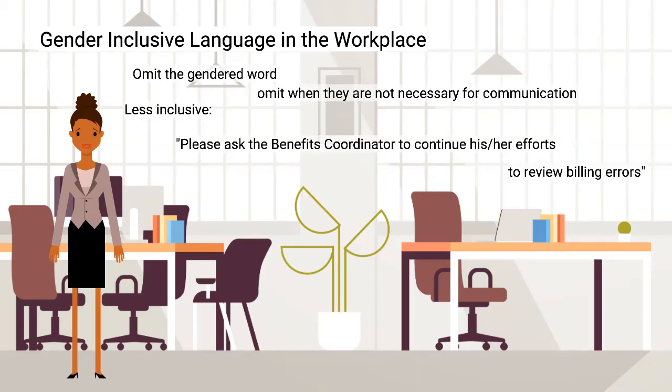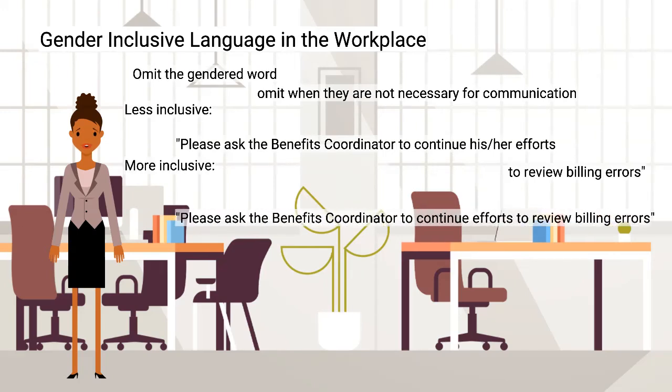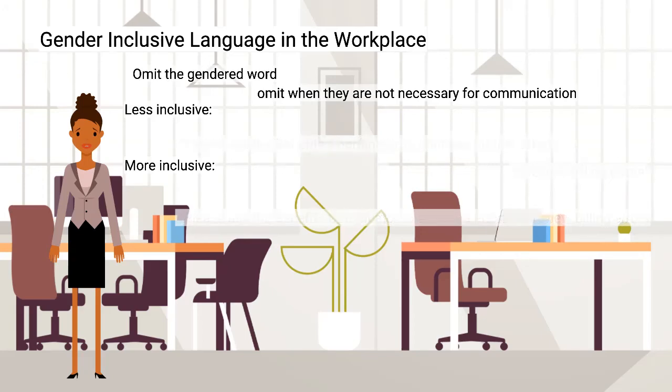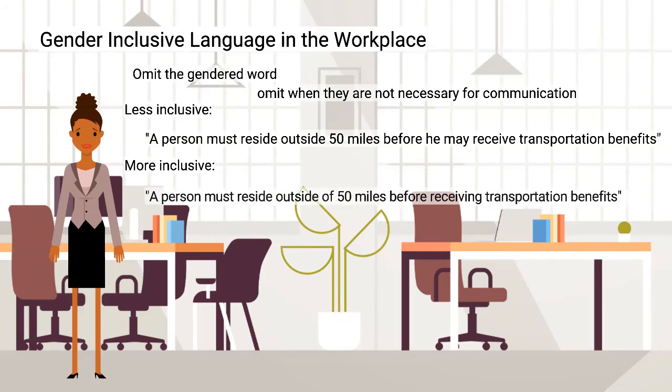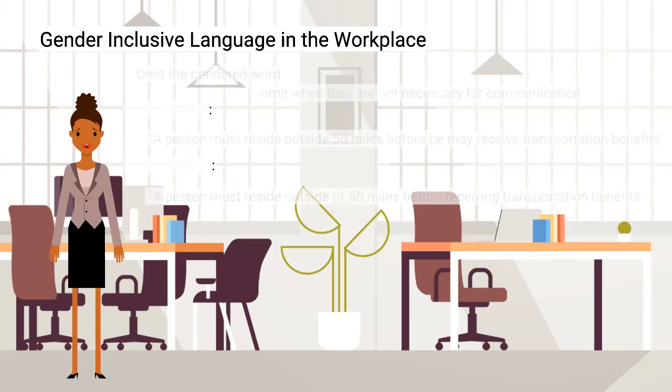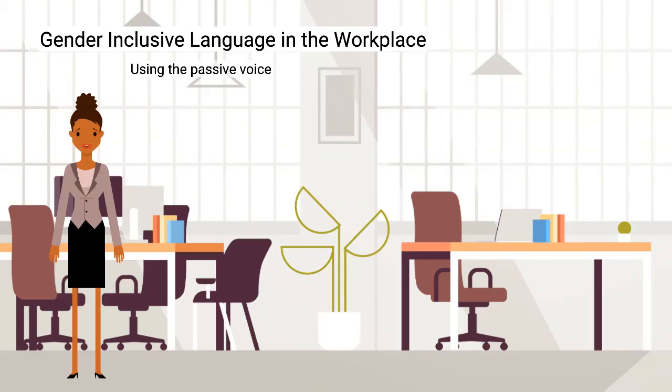When omitting the gendered words entirely, you can say, please ask the benefits coordinator to continue efforts to review billing errors. Here's another example. A person must reside outside of 50 miles before he may receive transportation benefits. To make this statement more inclusive, you can say, a person must reside outside of 50 miles before receiving transportation benefits. You can also use the passive voice to make communications more inclusive in the workplace.